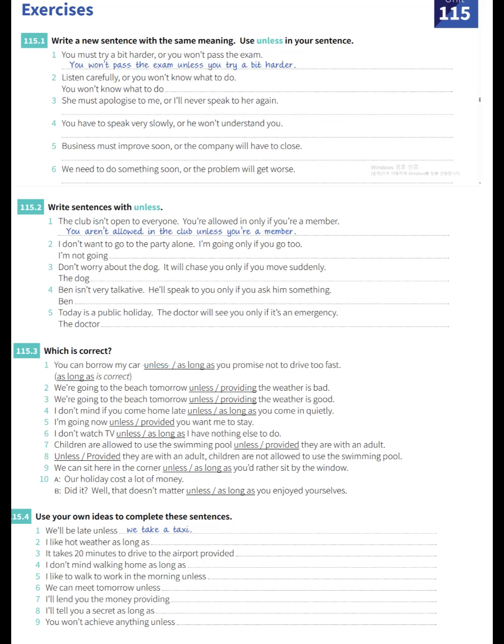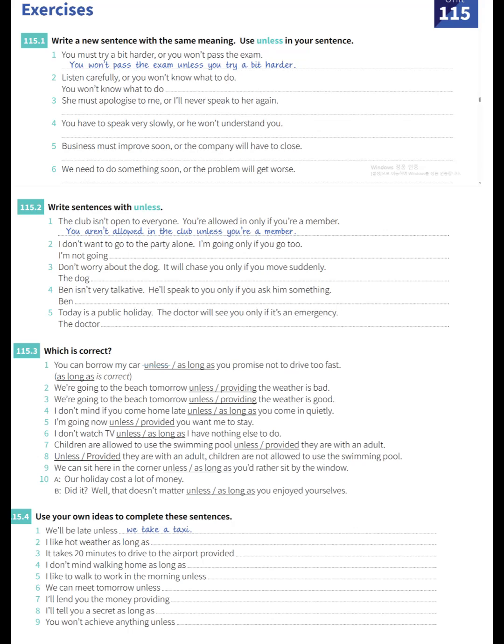And then it says, you have to speak very slowly or he won't understand. He won't understand you unless you speak very slowly. Unless you speak very slowly.